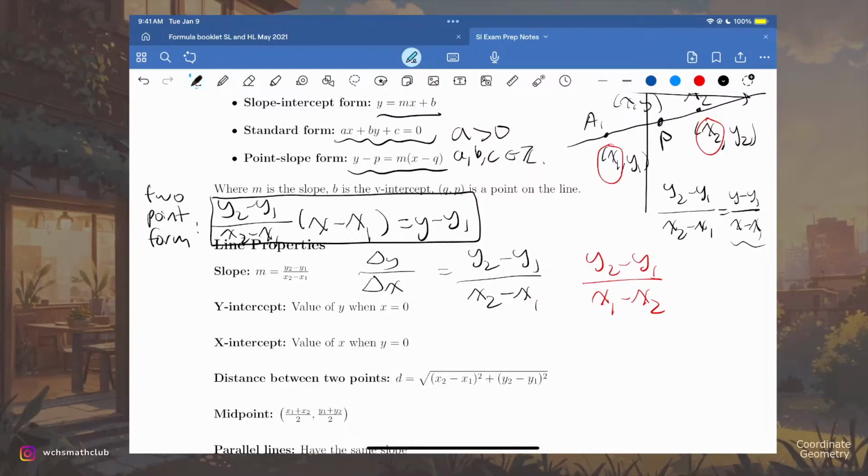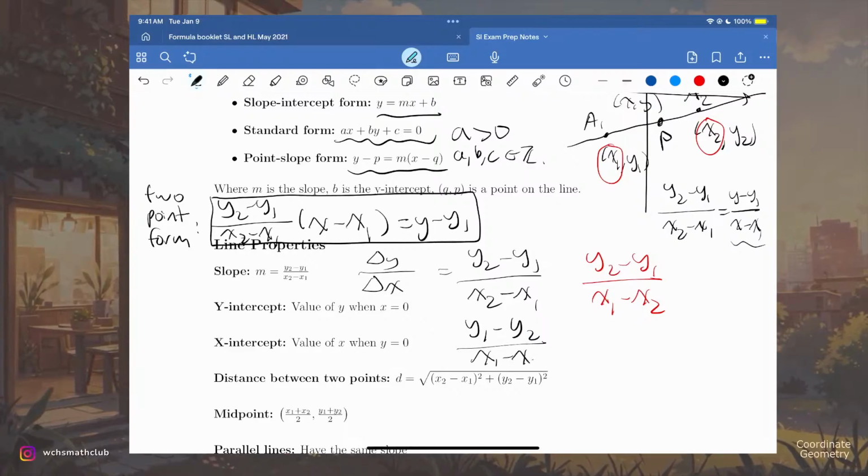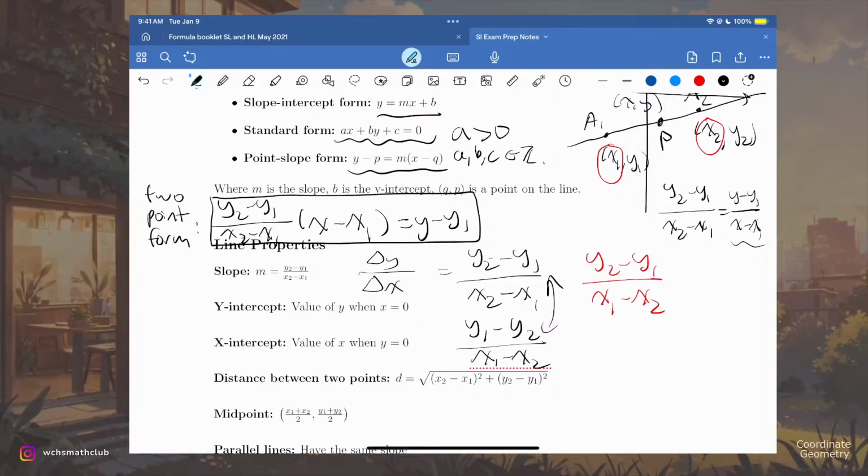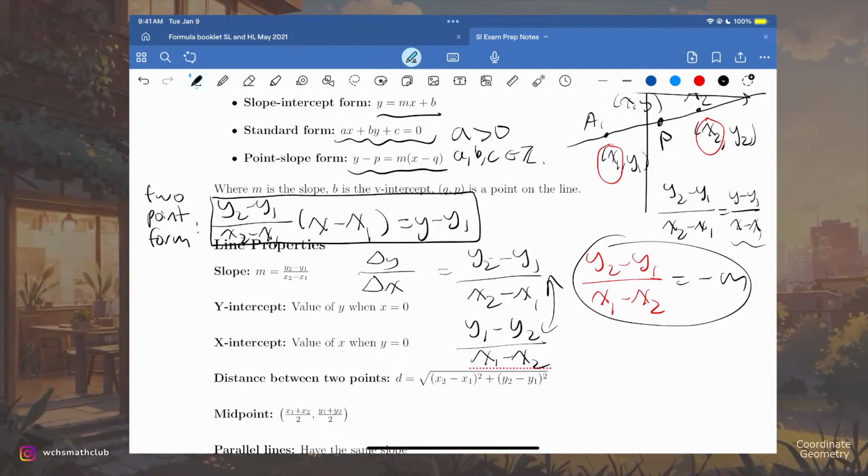So obviously we have y1 minus y2 over x1 minus x2 is equal to this thing, because both of these signs are just flipped. But if you only flip one, this is actually equal to negative of the original slope. So you're cooked if you use this strategy. So don't do that.